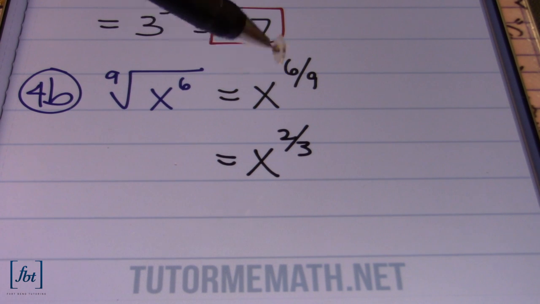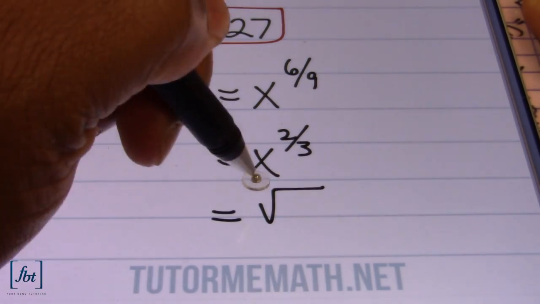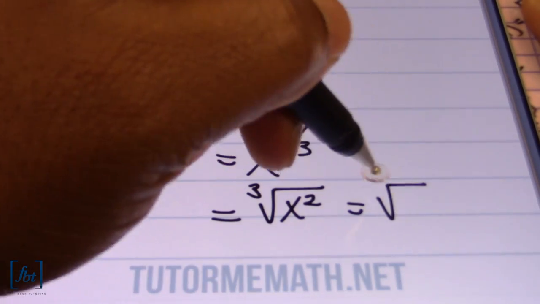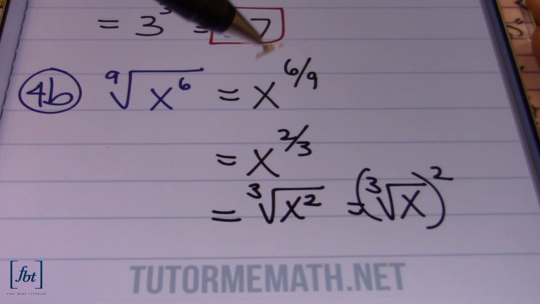So, according to some, this answer could be x to the 2/3 power. It could be, because it's simplified. Or they may want to see this written as the cube root of x squared. So, depending on the directions and your teacher, or your text, any of these 3 results could be the answer because they're all simplified.